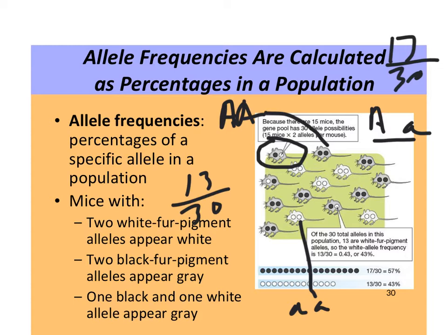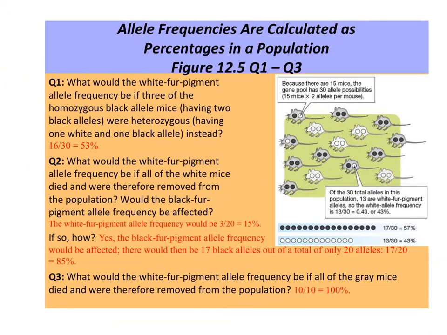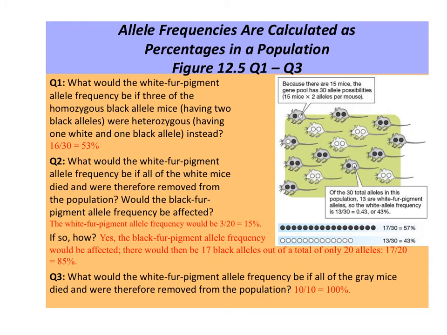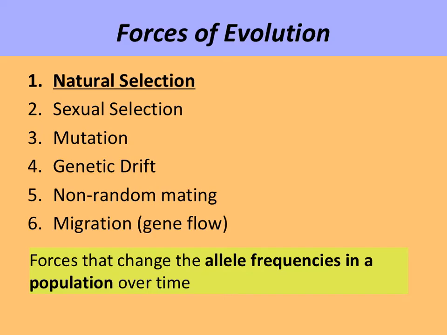And now what do we have? We have exactly 57% big A and 43% little a. Hopefully you can get that. You can go over this yourself. What would the white fur pigment allele frequency be if 3 of the homozygous black mice were heterozygous? Well, you can figure that out yourself.